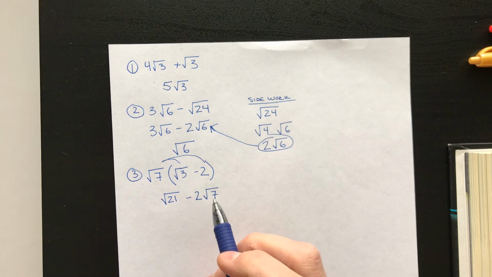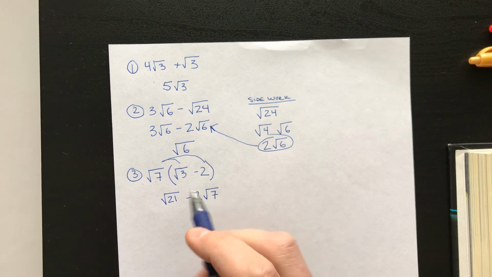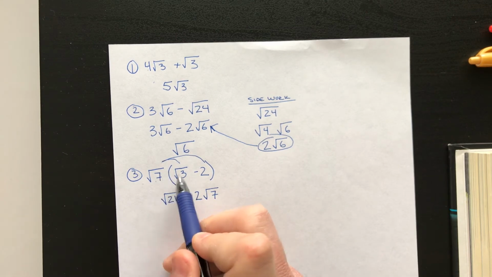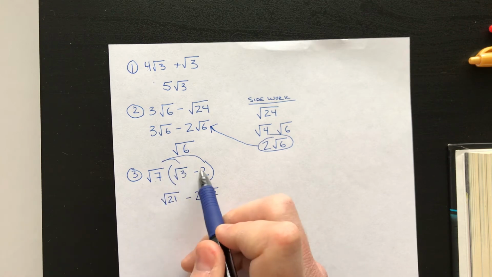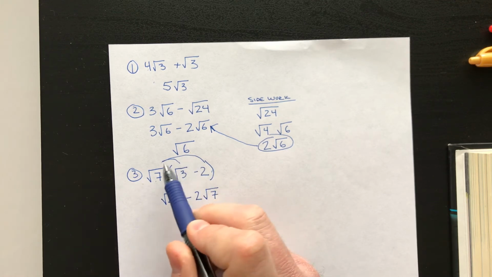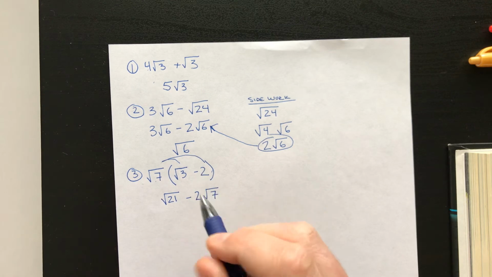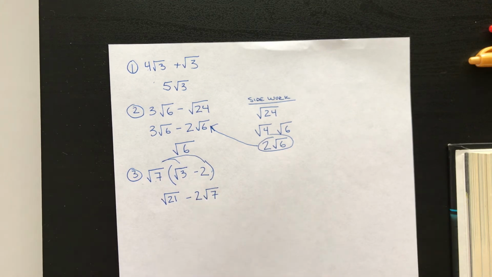Remember, when multiplying, you can only multiply numbers together that are underneath the radical. And if you have numbers that are outside and you're multiplying to a number inside, then you just write it like that. So, number 4.